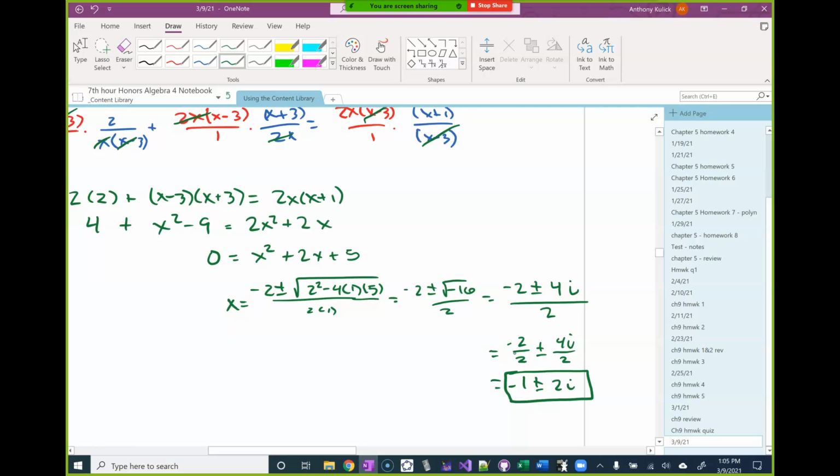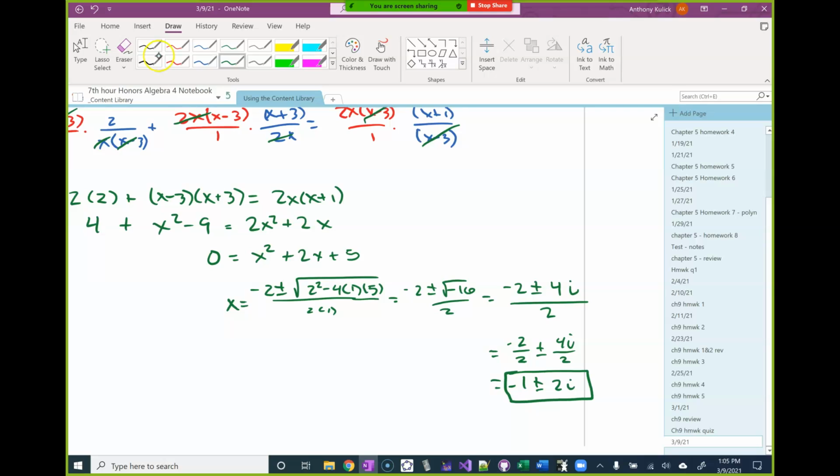Mackenzie, are you happy with that? Yep. Did you get that anyways and you just thought it was weird that you got an imaginary solution? No, I didn't. Oh. Okay. Oh, yeah, with the 2. Yeah.